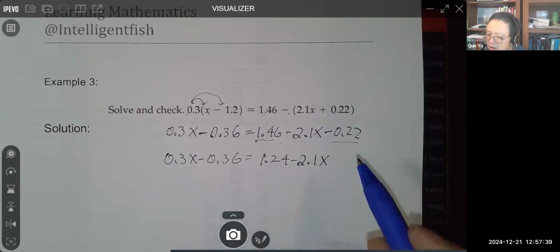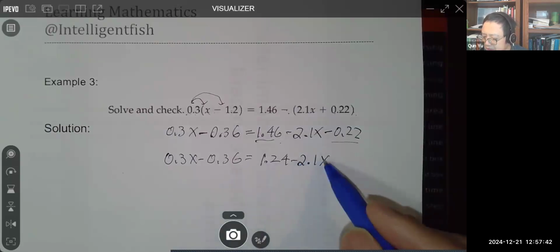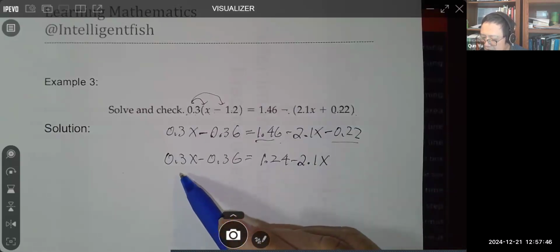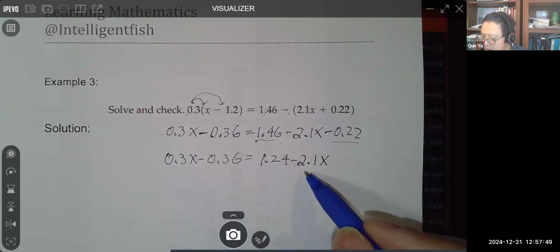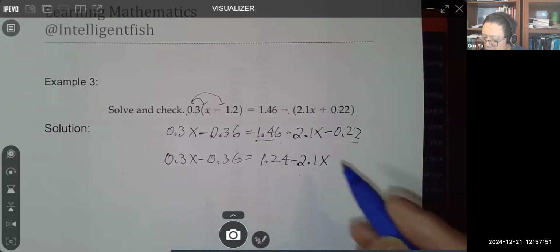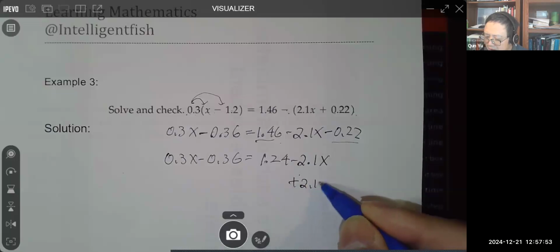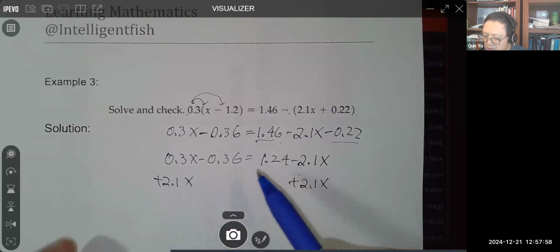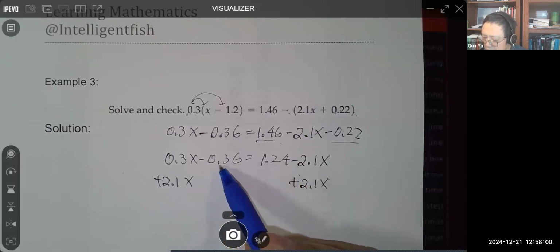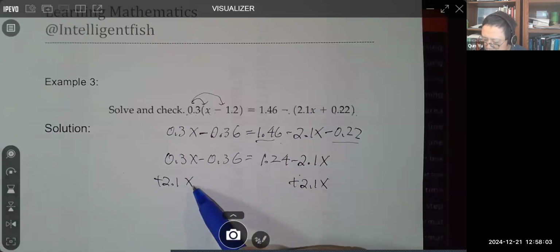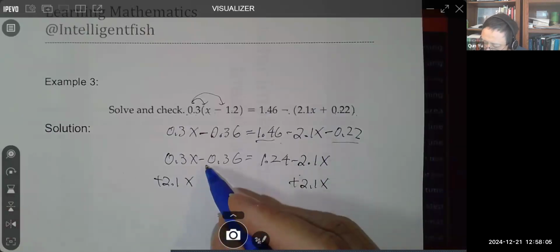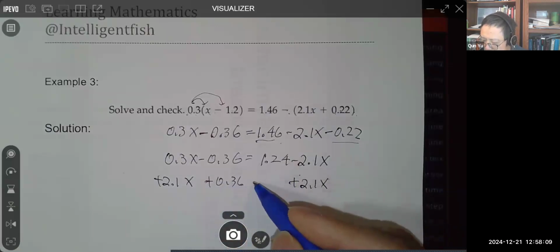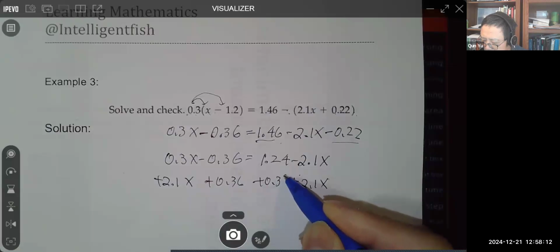Now, next step, we want to have x terms on one side by itself, number on the other side. So to eliminate anything, we do the opposite operation. Since I want x on the left-hand side, I just eliminate this x term on the right-hand side by adding 2.1x. I can also eliminate this number from the left-hand side because we need x on the left-hand side, number on the other side. This is the minus, we do plus. So we can do these two at the same time, plus 0.36.